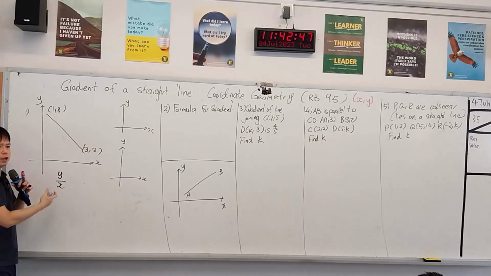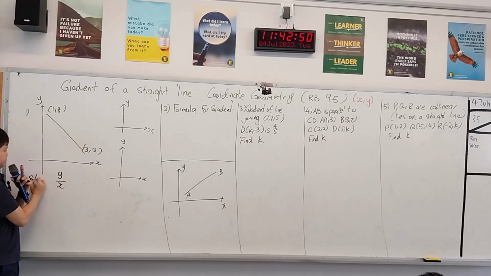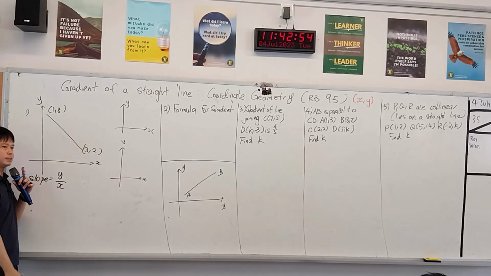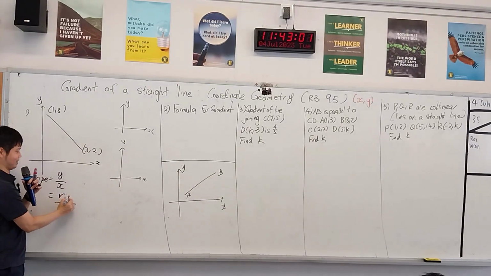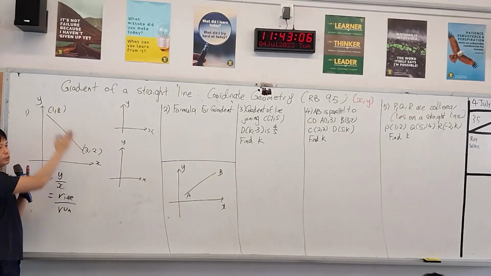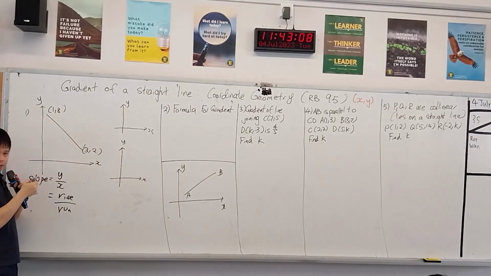In science, what is the formula you learn for gradient? The word that you all use was slope, right? So what's the formula for slope that you all learn in science? Rise over run. Okay, now these two formulas are the same thing. Y-axis is your rise, x-axis is your run.